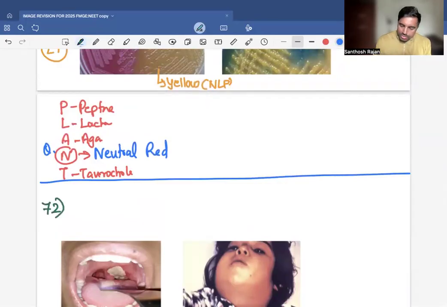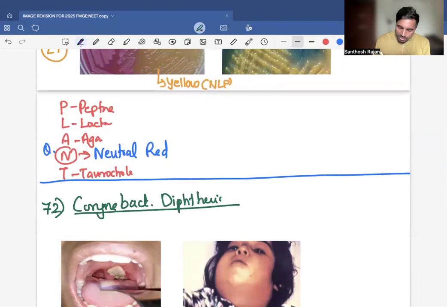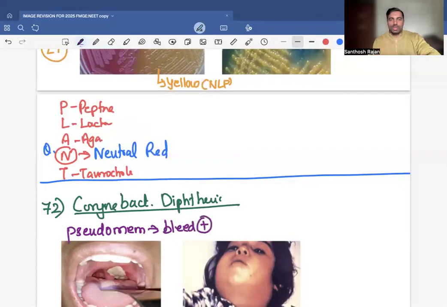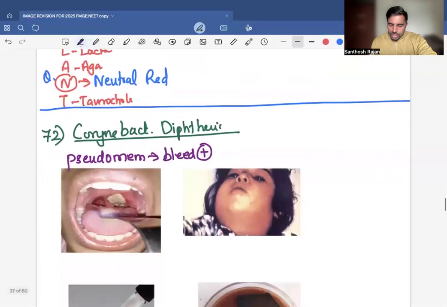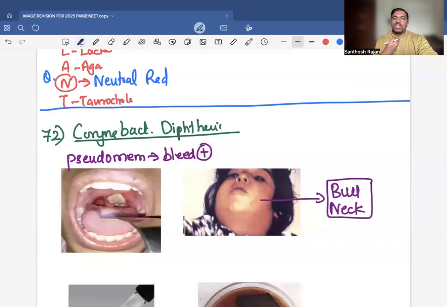Now, next question is everyone's favorite. This is diphtheria, our Corynebacterium diphtheriae. Now you know everything very well. I'm going very fast. First of all, pseudomembrane is very characteristic for this. Pseudomembrane means when you try to remove it, it will bleed. Bleeding will be positive. First point, very important. Second one, it looks like parotitis, but it's not parotitis. You call it bull neck. Bull neck is characteristic for diphtheria only.